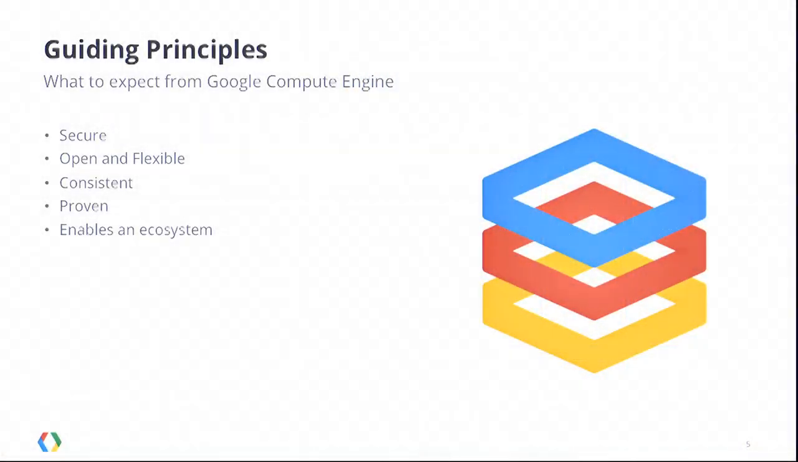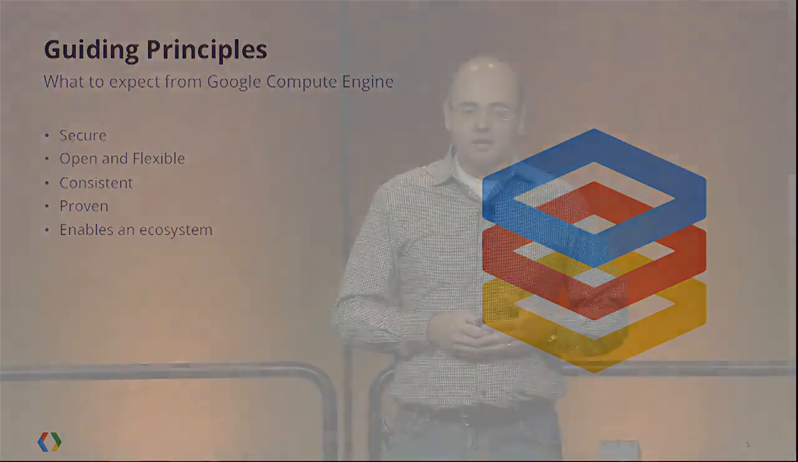And finally, we want you to know, or not finally, we have two more points. Proven: we're running real workloads on this infrastructure today, and we're going to have an example in this talk from one of our early usages internally. But this is not a beta product. This is actually something that is in use. There's real Google revenue flowing through this product today, and we're offering the same exact product to you.